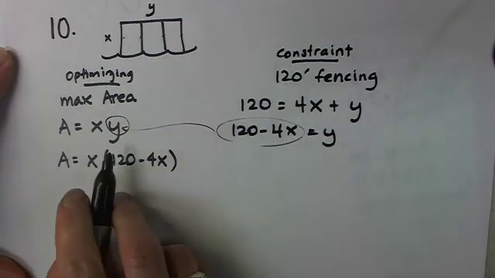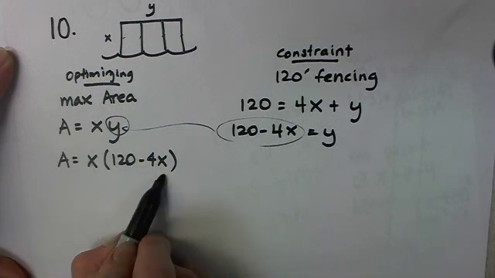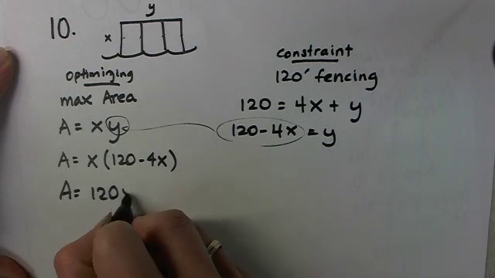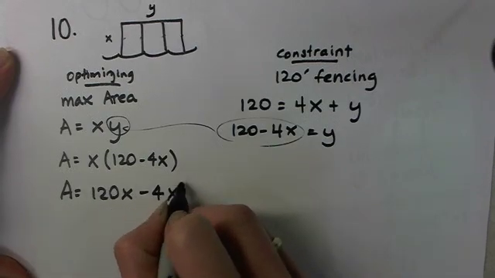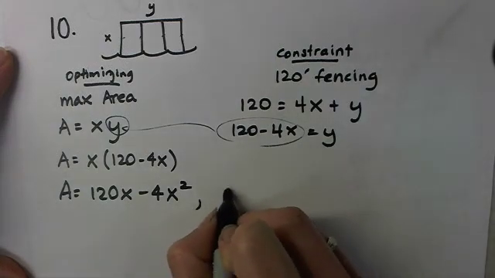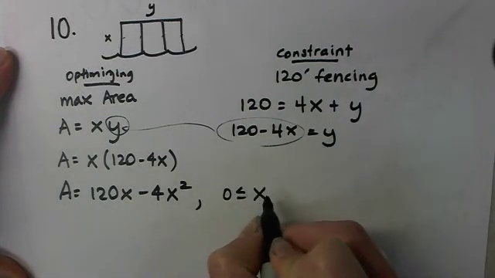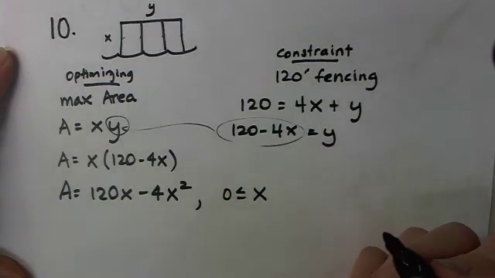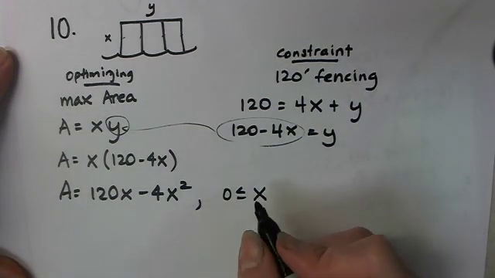You could leave it like this, but we're going to be taking the derivative, and right now we'd have to use the product rule, so we might as well go ahead and distribute the x. So we get that the area is 120x minus 4x squared. Now before we find the max here, let's state the domain. We know that x has to be greater than 0 if you want any area at all.